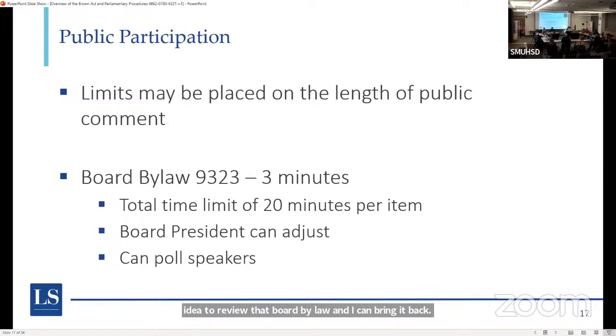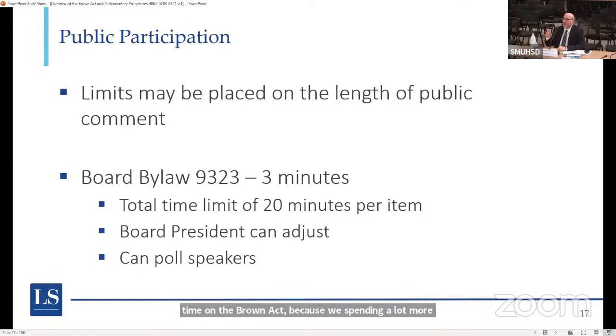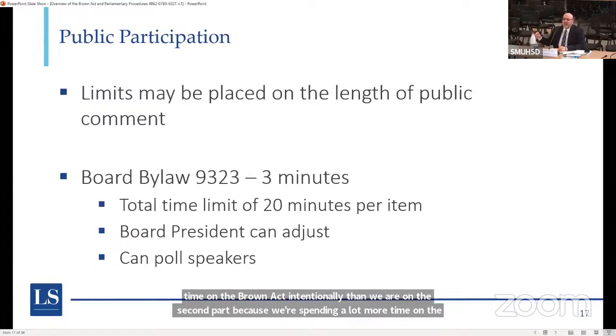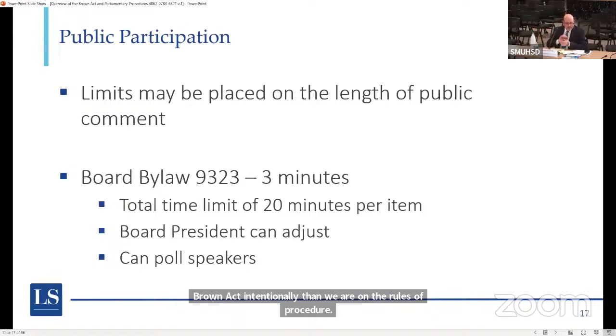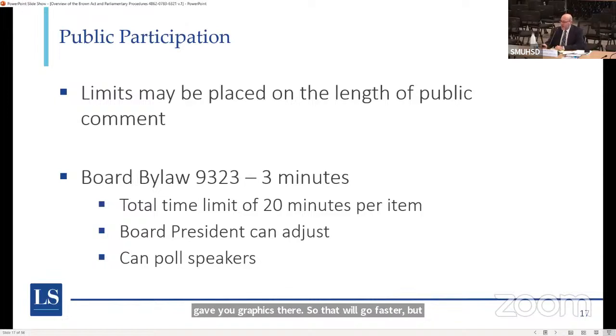And just so we know where we are, my goal was by 6:30 to be on to the second part, because we're spending a lot more time on the Brown Act intentionally than we are on the rules of procedure. There are a lot of slides there for a reason, because I gave you graphics, so that will go faster. I am going to wrap up the Brown Act piece of this.